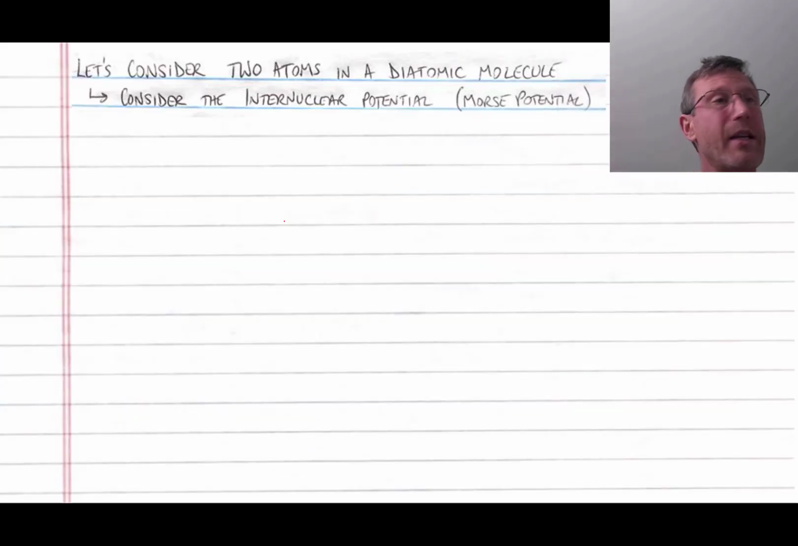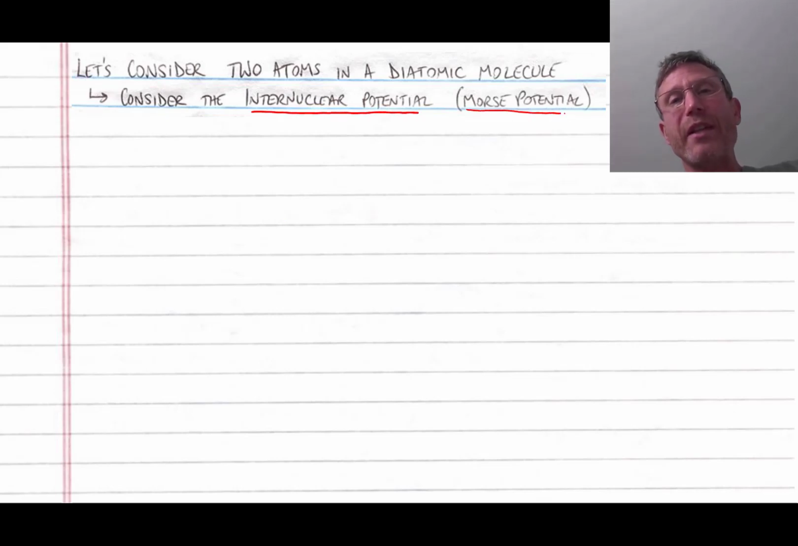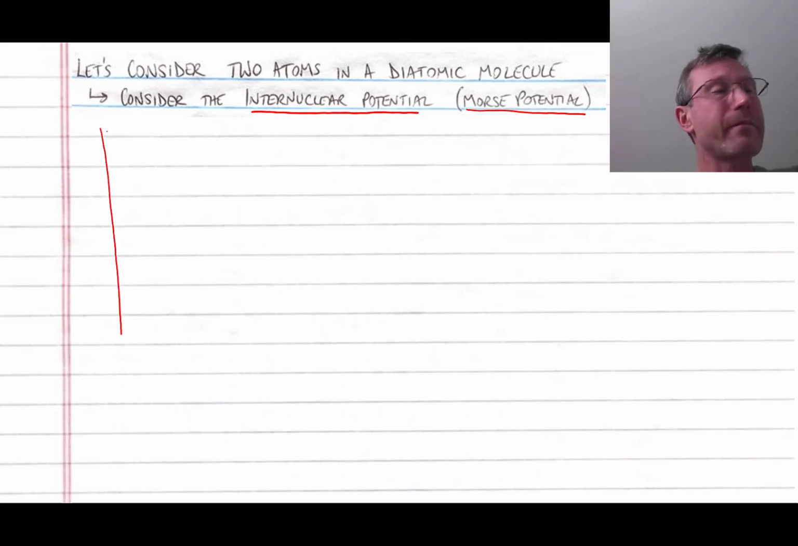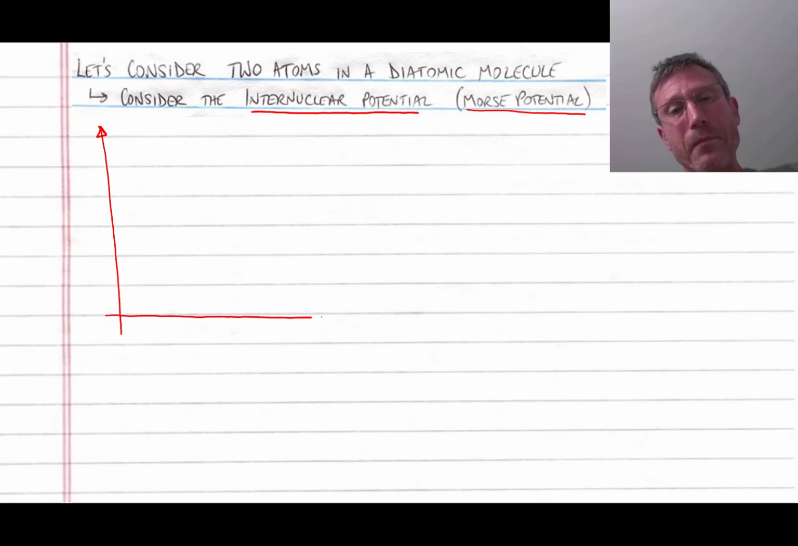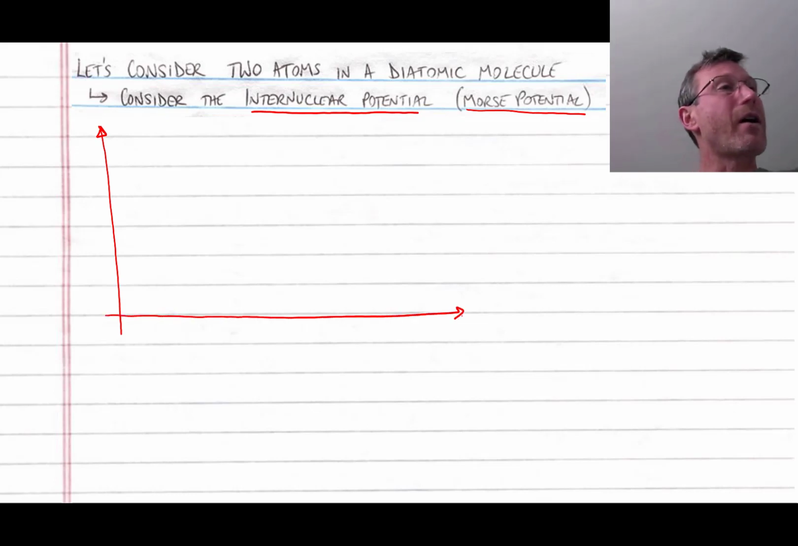So what we're going to do first is consider what we call the Morse potential. Okay, so this is the internuclear potential we're going to look at in here, or the Morse potential. And let's draw a graph as best as I can. So here are our axes, and on the y-axis we have potential energy, and on the x-axis we have internuclear separation.